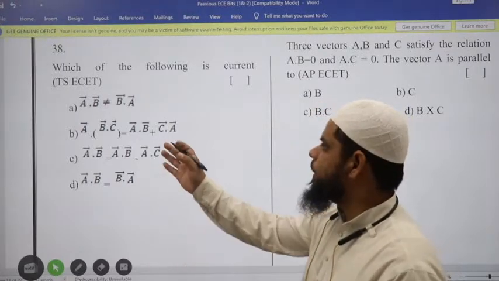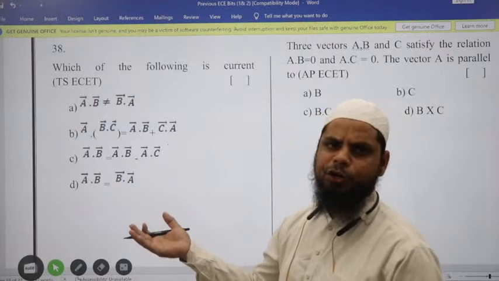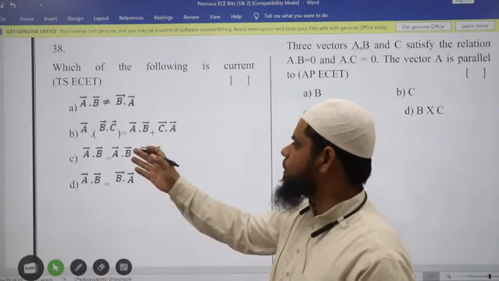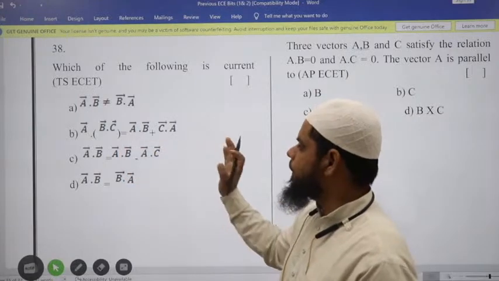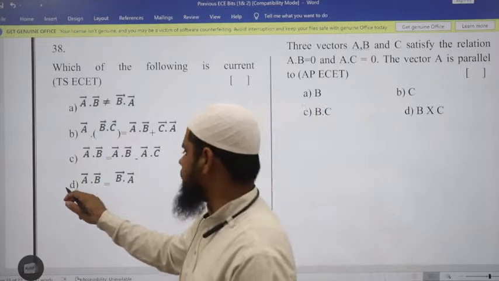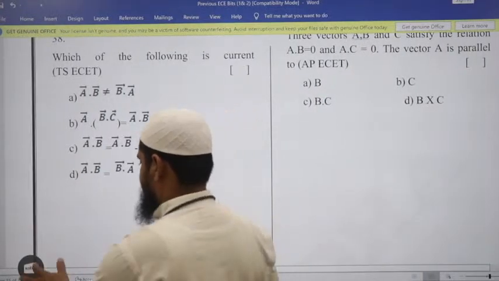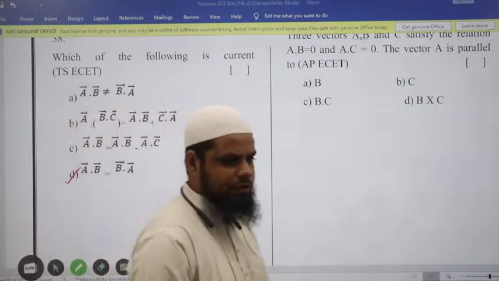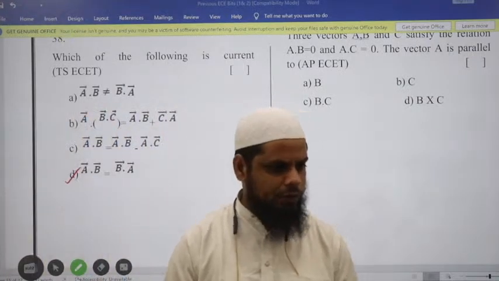So A dot B is equal to B dot A. Yesterday we have seen the same thing. A dot B dot C, that is the dot product actually. So the correct one is the D option: A dot B is equal to B dot A. This is the right answer. Yesterday we have seen this one. Very good, Prakash, good answer.